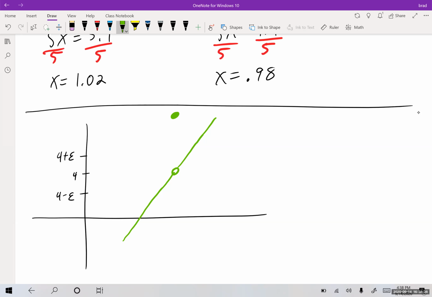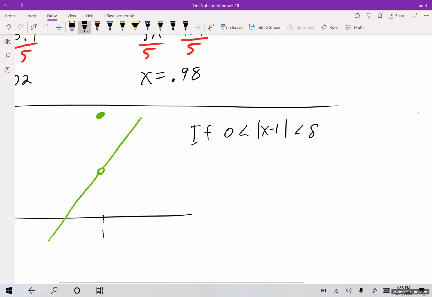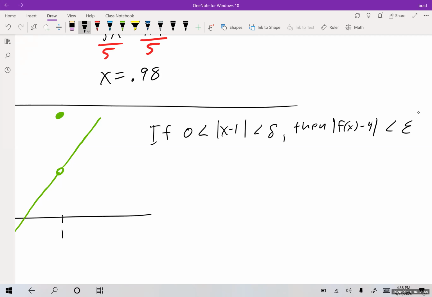Okay, so what they're now saying is here at 1, what if somebody asks us, if 0 is less than the absolute value of x minus 1 is less than delta, then, or they state this to us, then the absolute value of f of x minus 4 is less than epsilon. So what they're doing is they're kind of messing with us on this. They're basically saying, okay, so fine, you found out that you have to set your delta to be less than 0.02, and that'll get you within plus or minus in this window of 4.